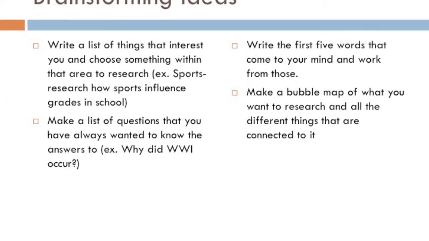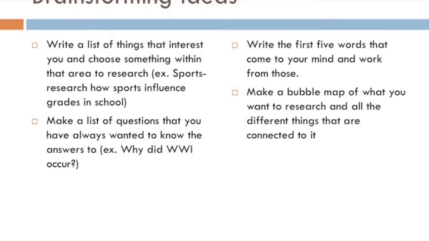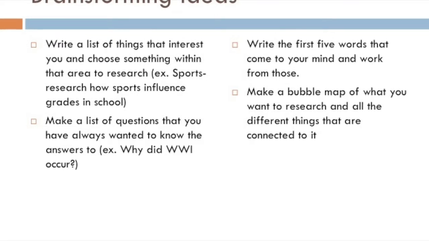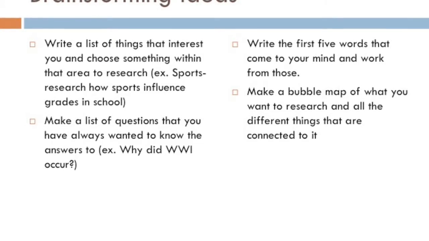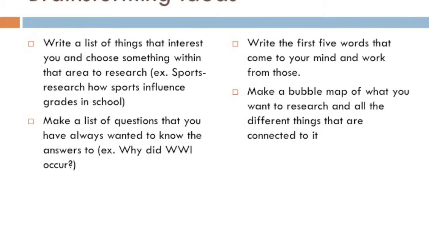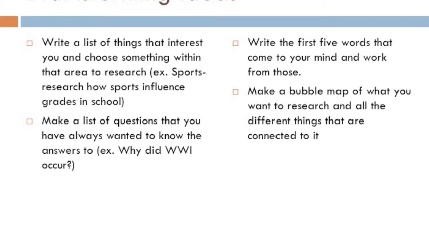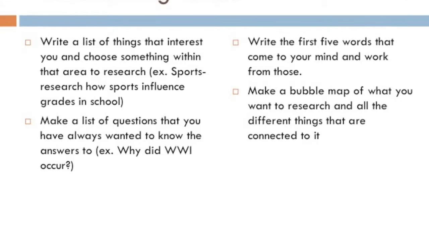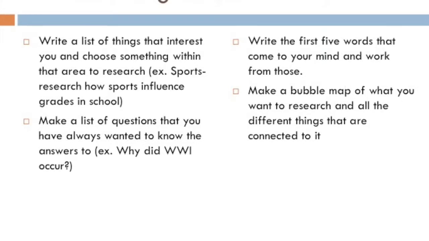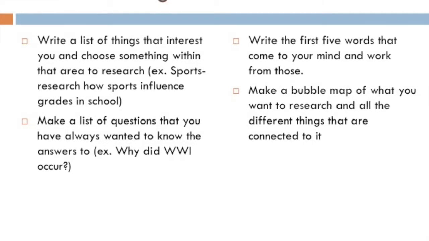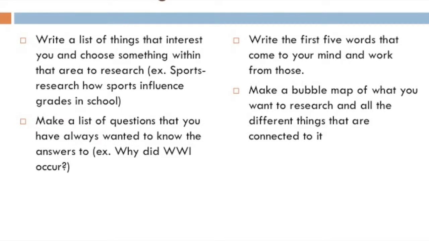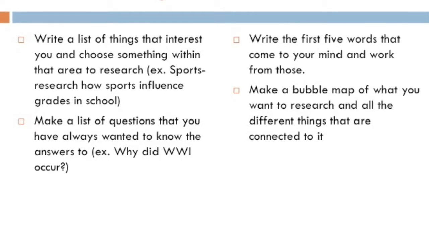So this is a list of ways that you can brainstorm. The first way is to write a list of things that interest you and choose something within that area to research. An example is if you're interested in sports, to research how sports influence grades in school. Another way to brainstorm is to make a list of questions that you've always wanted to know the answers to and research that to find out the answers.